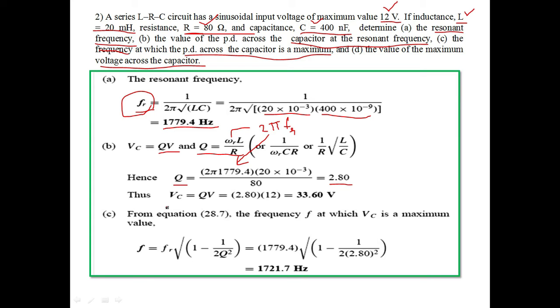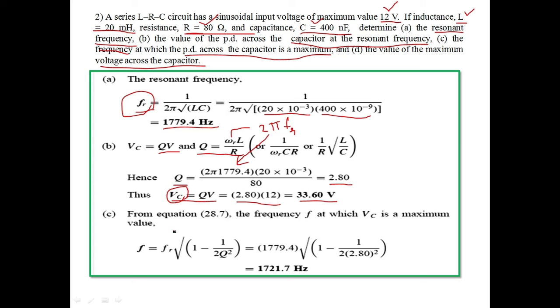Therefore Vc, which is equal to Q into V, the voltage drop across the capacitor, is equal to the quality factor into the applied voltage. That's why 2.80 into 12, which is equal to 33.60 volt. This is the voltage drop across the capacitor.